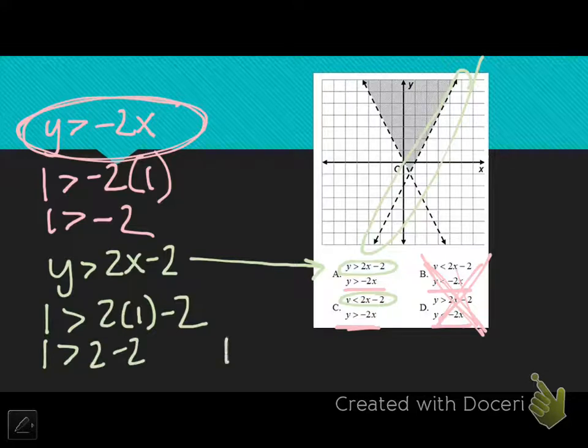So 2 minus 2 is 0, so it looks like that one's true. So it looks like the correct answer then is A. So you just have to see which side it's shaded on and see which point should be true when you plug them in. It's a little bit tricky, but it works.